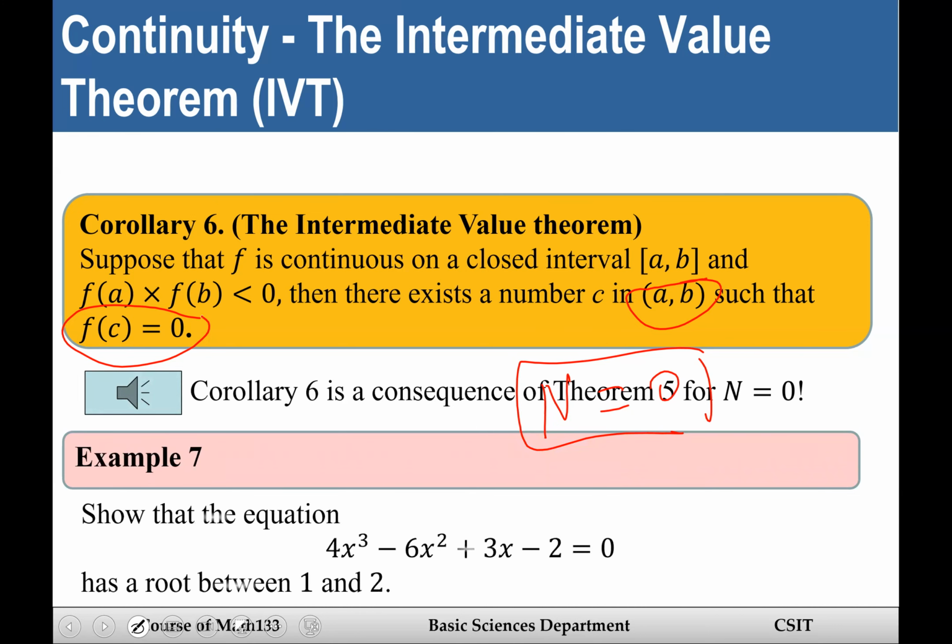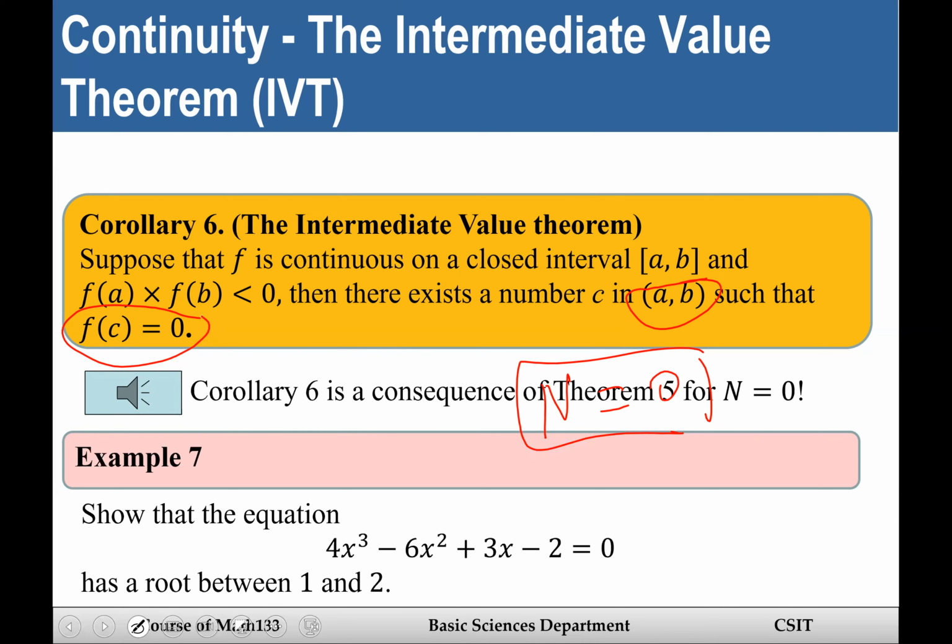Look at this example here. We want to show that the following equation has a root between 1 and 2. We don't want to find the root. We just show that there is at least one root. By the way, the IVT gives at least one root. We may have many roots for the equation, but at least one is guaranteed by the IVT.